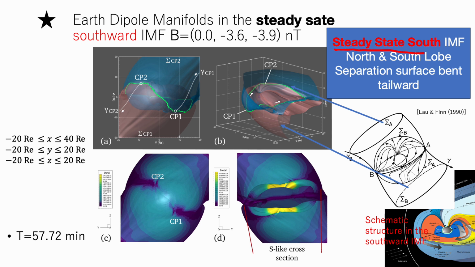This is also the same for the steady-state southward IMF case. So we have a B-type null and an A-type null, and these two nulls span sigma A and sigma B to form the Earth magnetic field, the magnetospheric separatrix. And this is a picture from Lau and Finn, and actually these two separatrices bend towards the tailward to form a typical magnetospheric shape.